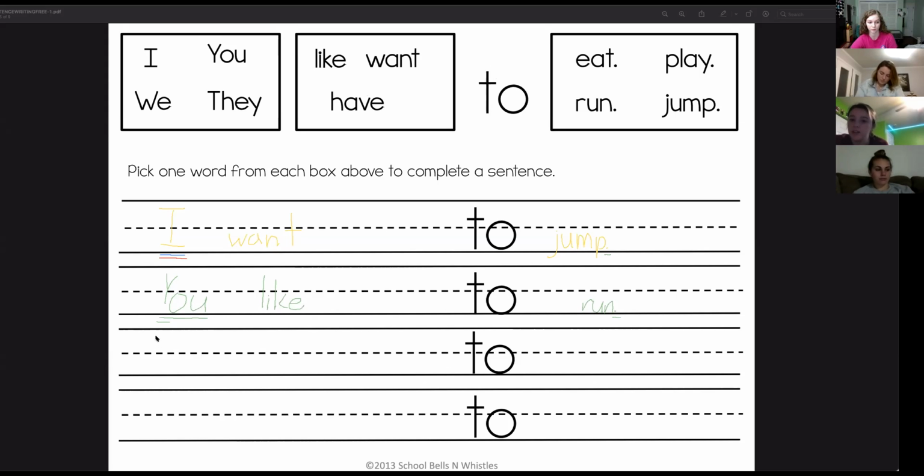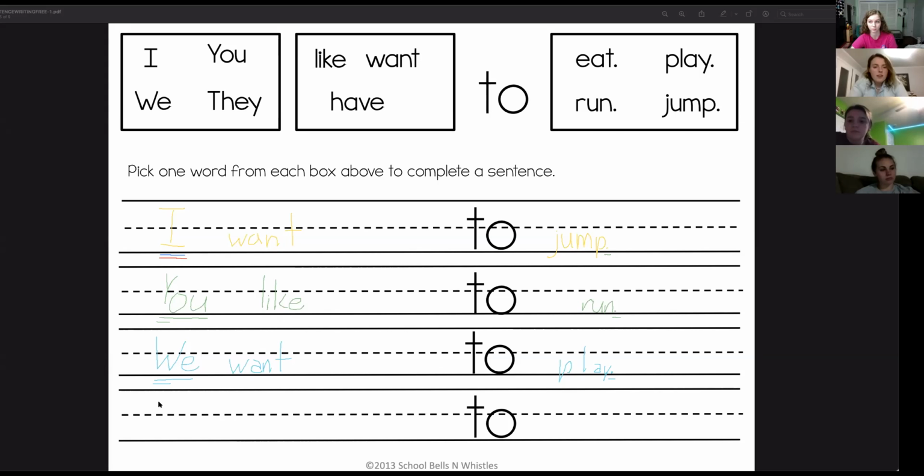We want to play. So we want to play. Okay, and then what parts did you underline? We, and then the W in we, and the period at the end. Okay, good job. And then KP, what did you write?